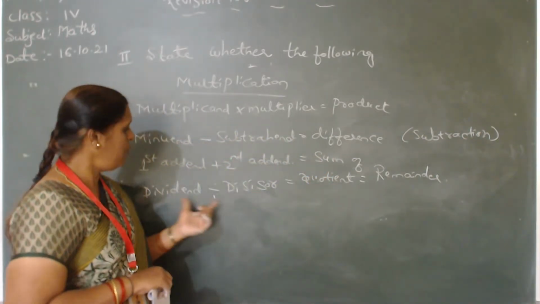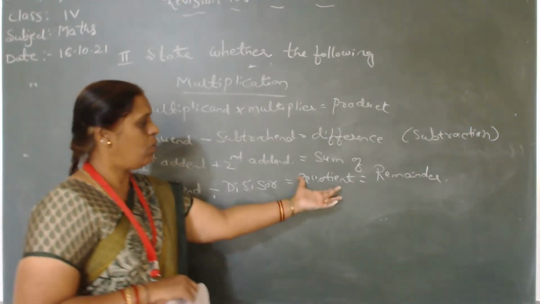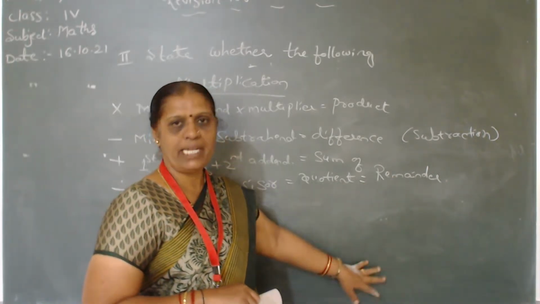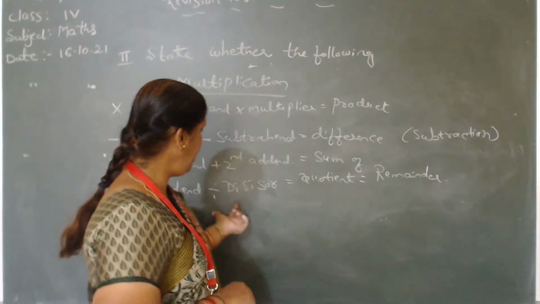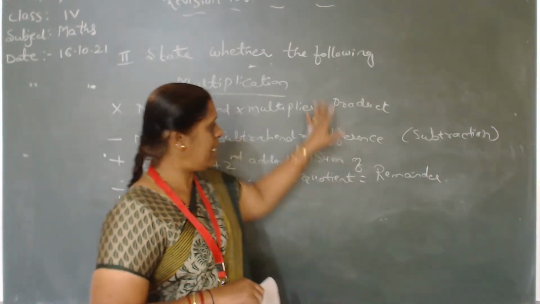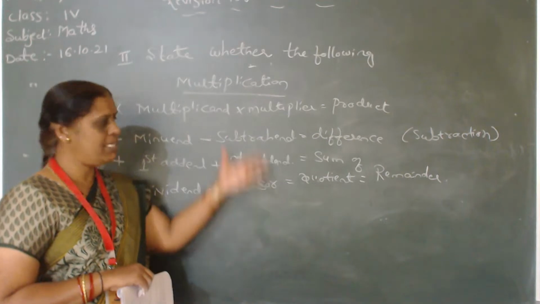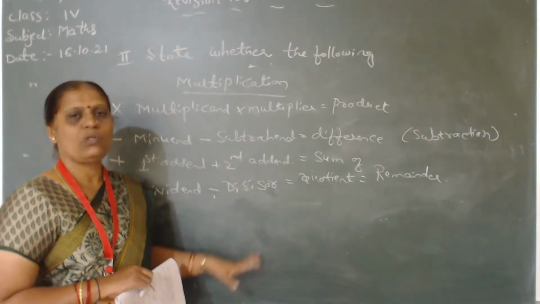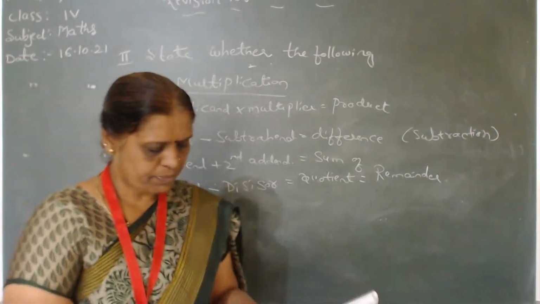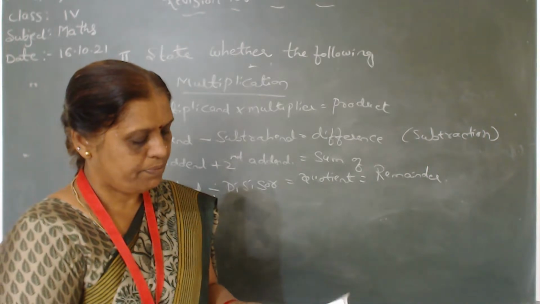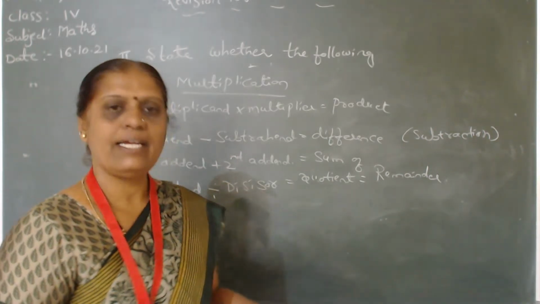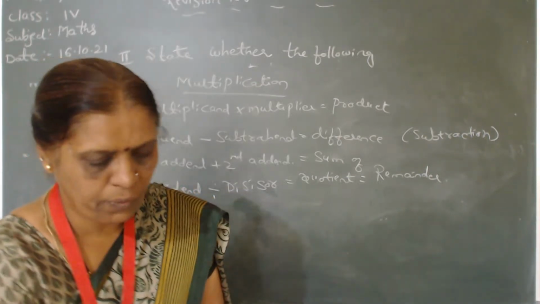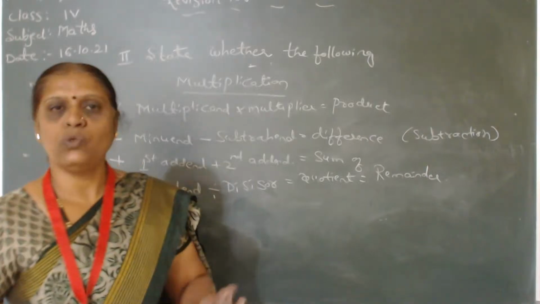In division, we have dividend, divisor, quotient, and remainder. One more extra remaining number is called the remainder. If you understand these four, you can write true or false for the statements. So next is do as directed. In the next class we will take a slip test on true or false.